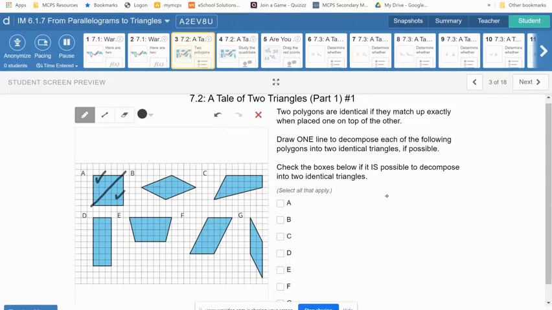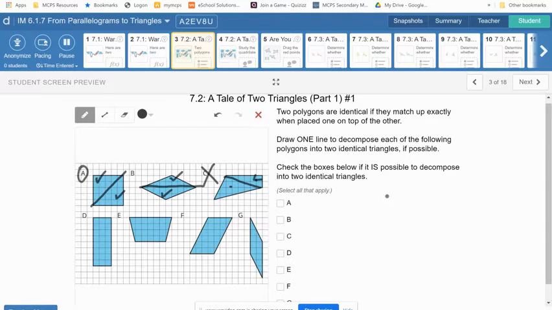If I slice B in half, that triangle is the same or congruent as the top. Now with C, if I was to cut this in half, that triangle is way different from that triangle. First of all, this triangle has a 90-degree angle. I don't see any 90-degree angles in the other triangle, so C is out.